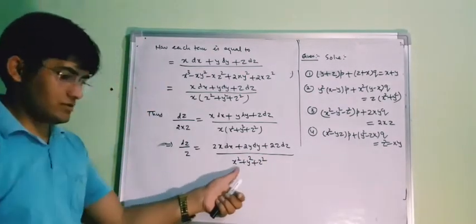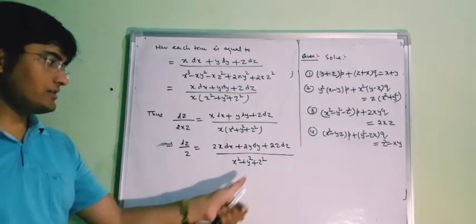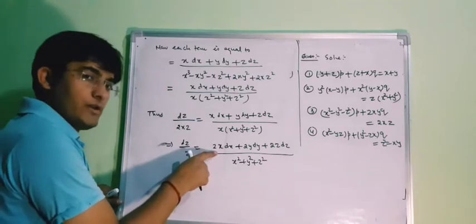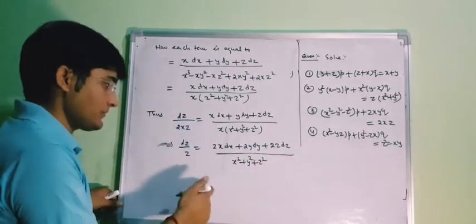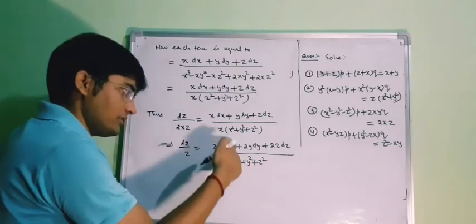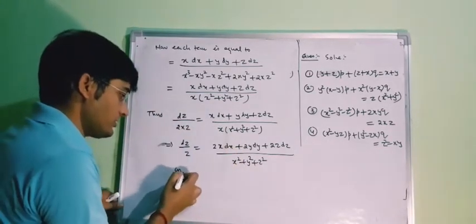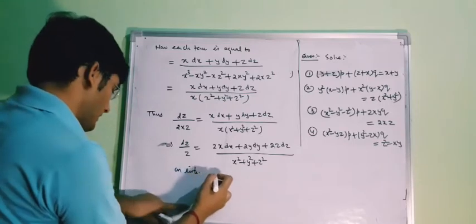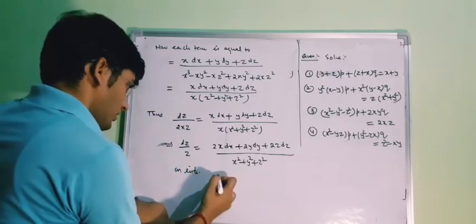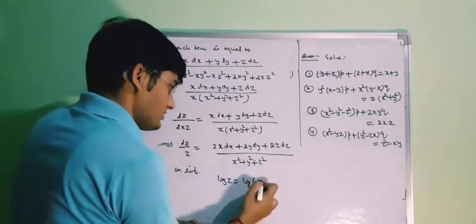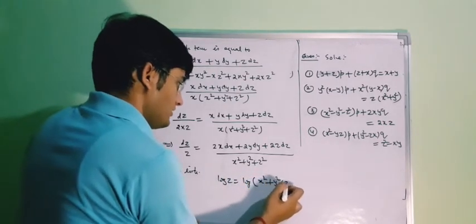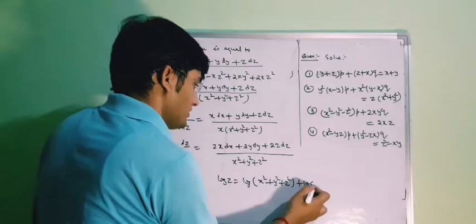Now if you take this term x square plus y square plus z square as t, then we will get 2x dx plus 2y dy plus 2z dz as dt. So if you take this term as t, then the numerator will be dt. So on integration we will get log z equal to some log t, and t means this term, plus some constant of integration, say log c2.